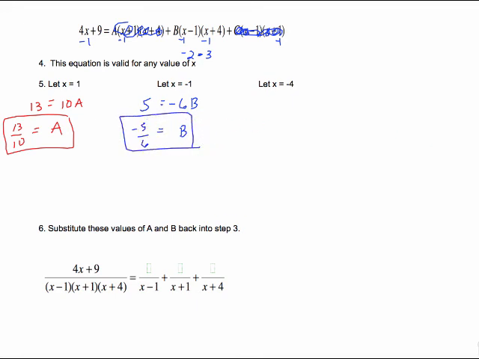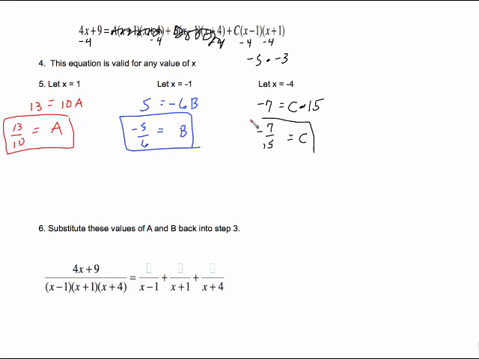Repeat the procedure, this time let x equal -4. Or -4 right here is going to make this become 0, which makes all of that go away. -4 right here makes that become 0, which makes all of that go away. So that's all I have to really substitute in on. X is -4, -4, -4. So 4 times -4 is -16, plus 9 is -7, equals C times -4 minus 1 is -5, -4 plus 1 is -3, that's 15. I should have written 15C, but I've got C times 15. Either way, divide by 15, and C is -7/15.